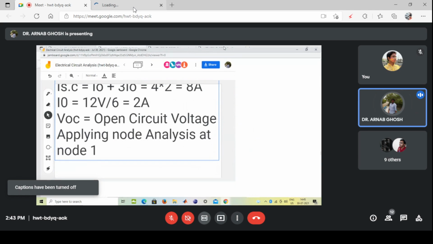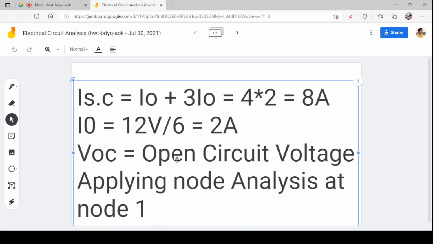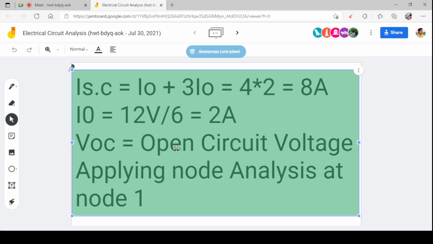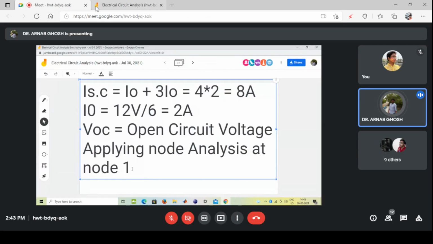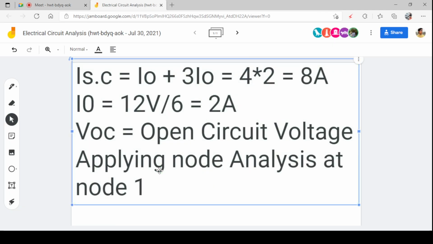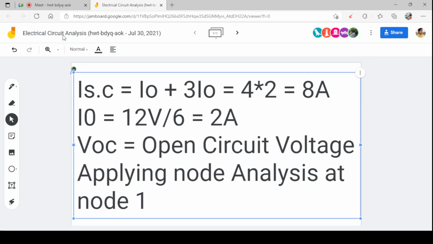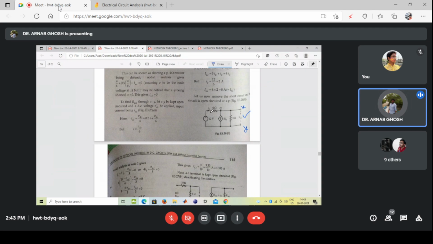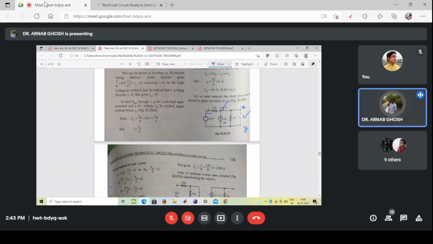Okay, so at node 1, what will be the value? You see, this is the current I0. Let's get back to this. These two currents are entering the node. Please look at this, I0 and 3I0. These two currents are entering the node at node 1.